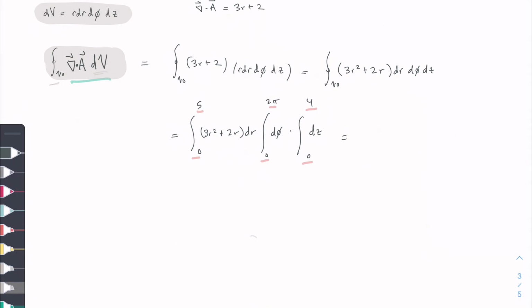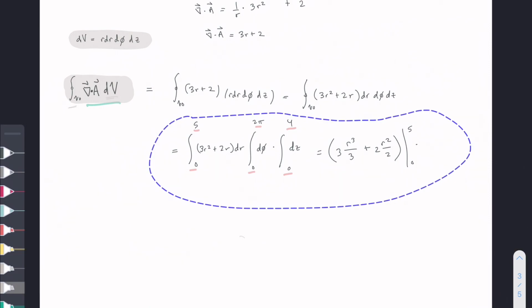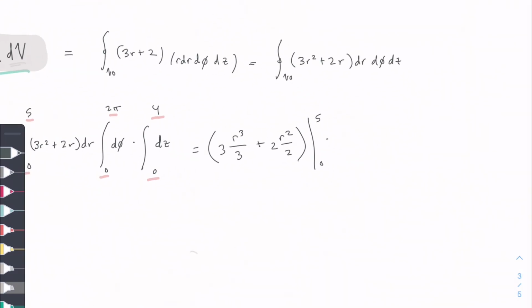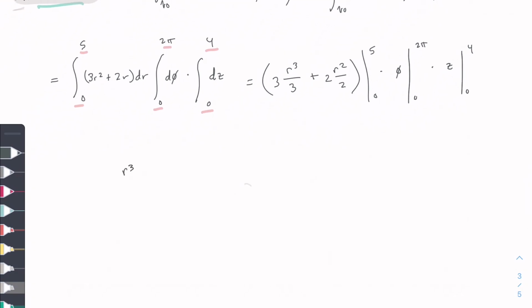So we're going to end up with, after we integrate, r cubed over 3 times 3 plus r squared over 2 times 2, right? And then from 0 to 5 multiplied, I might move this over a little bit because I'm running out of space here. Multiplied by just phi from 0 to 2 pi, multiplied by z from just 0 to 4. Okay, so we're going to simplify a little bit here. So we just have r cubed plus r squared from 0 to 5, multiplied by phi from 0 to 2 pi, multiplied by z from 0 to 4.